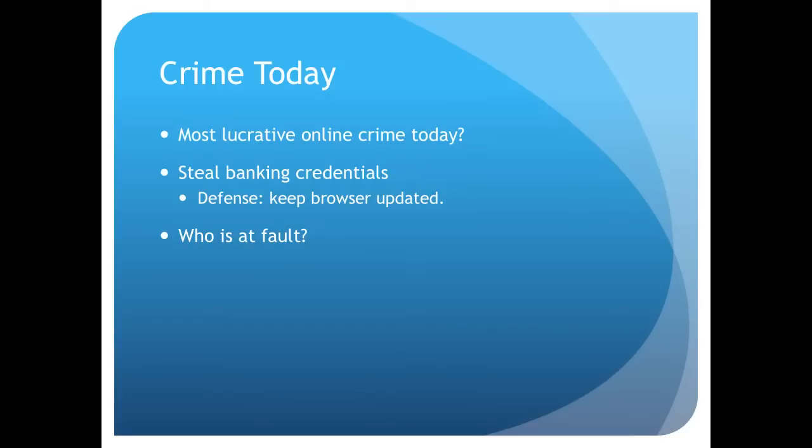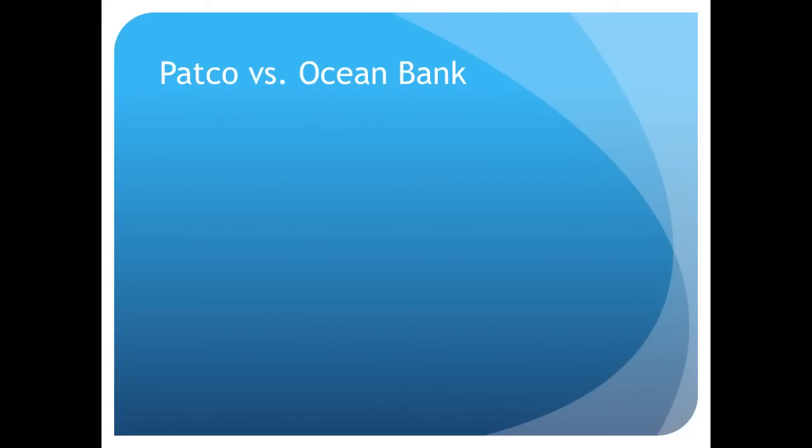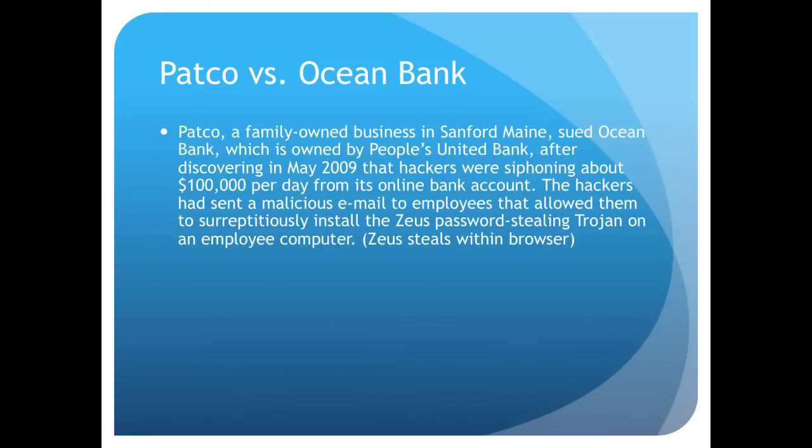It's an interesting question of who's at fault when your banking credentials get stolen. So there's a very interesting case that was working through the courts recently, Patco versus Ocean Bank. And here we had Patco, family-owned business in Sanford, Maine. They sued Ocean Bank, their local bank, after discovering that hackers were siphoning about $100,000 per day from its online bank account. The hackers had sent a malicious email to employees that allowed them to surreptitiously install the Zeus password stealing Trojan on an employee's computer, actually also known as the Zeus botnet.